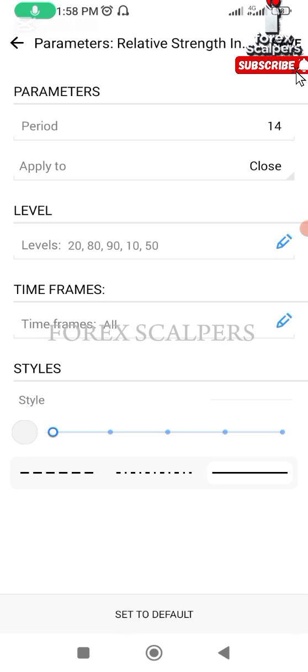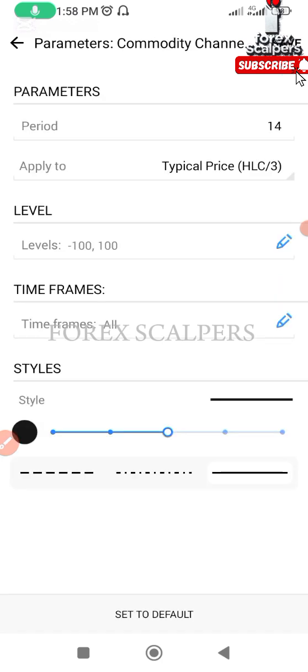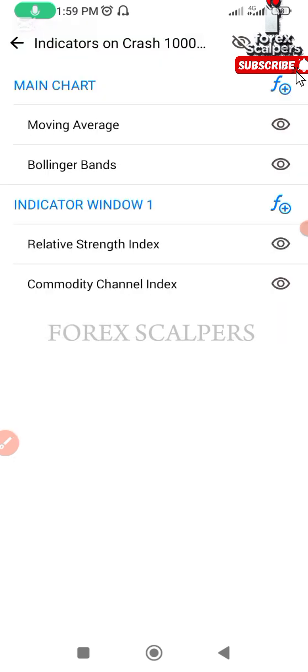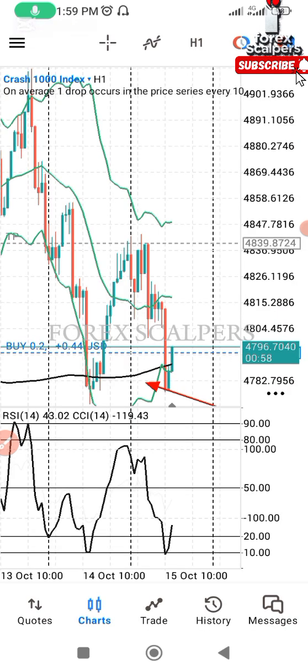If your background is black, kindly change this to black because we don't want the color of the RSI to show. So after that, we have our commodity channel index. The period is 14, typical price, high, low, close, and this is the setting of the indicator.